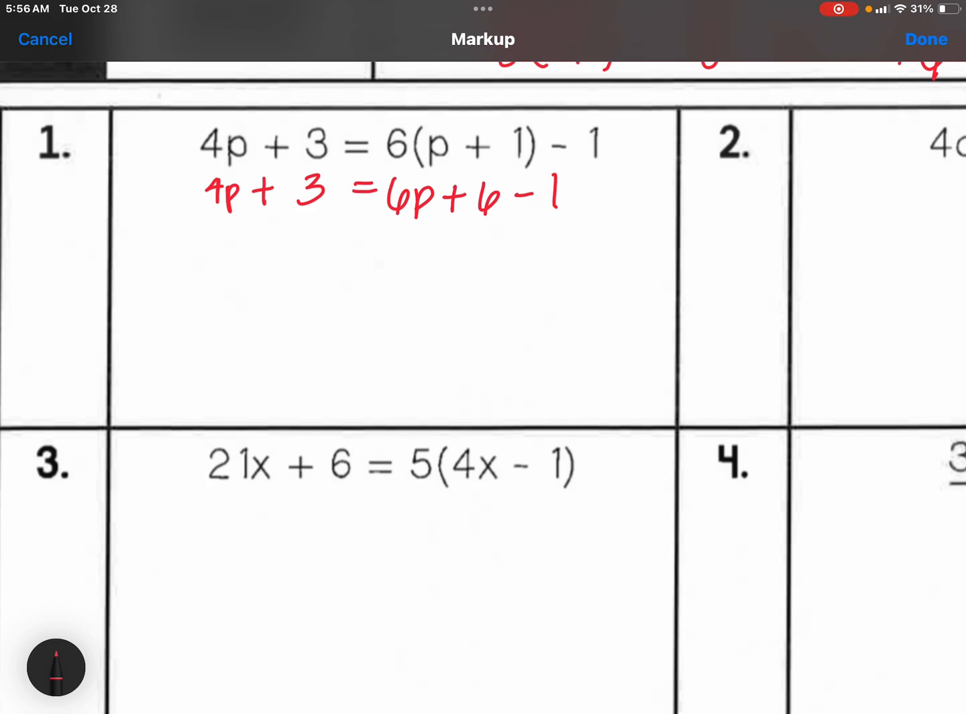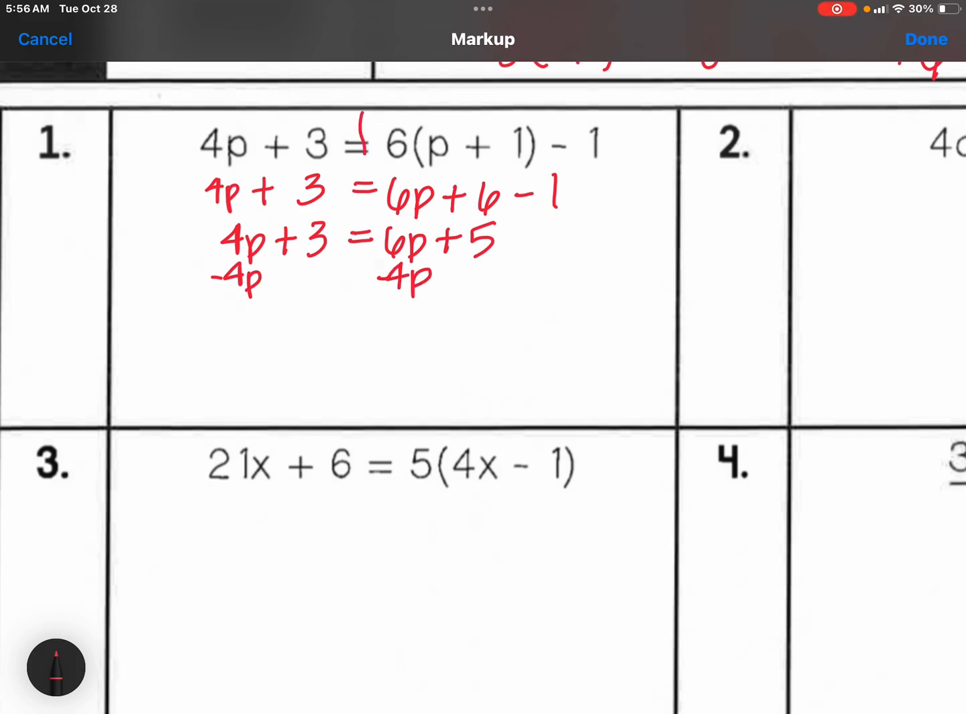Next step would be to combine any like terms. I don't have any on the left, so I'm just going to rewrite it. Equal to 6p. 6 minus 1 is 5, so plus 5 now. Next, I'm going to move my variables to one side. So I'm going to subtract 4p here, subtract 4p here.